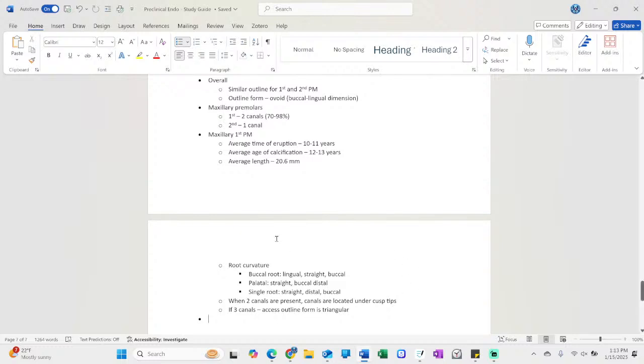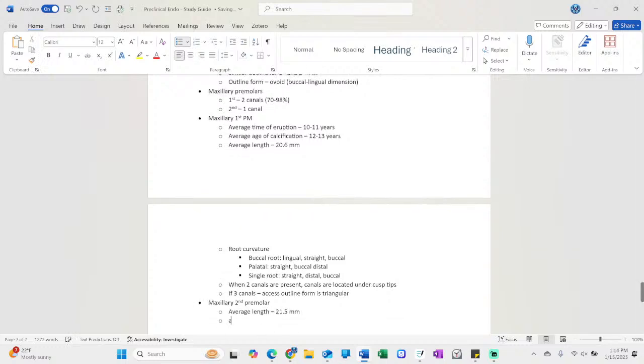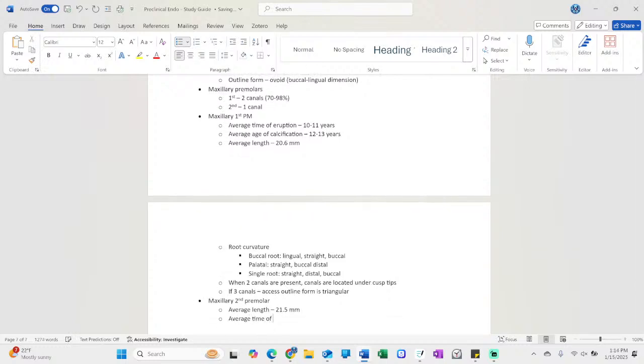Looking at the maxillary second premolars, they're going to be a little bit longer on average, 21.5 millimeters, and come in about the same time. They can have 1 or 2 canals. Typically, the root is going to curve to the distal, like a lot of other teeth in the mouth. We're going to have that same kind of oval access, and you can see how the pulp horns and the pulp chamber situate themselves underneath the cusps there.